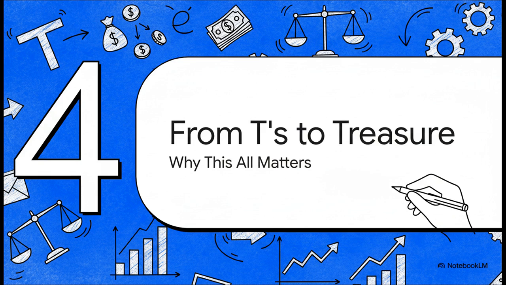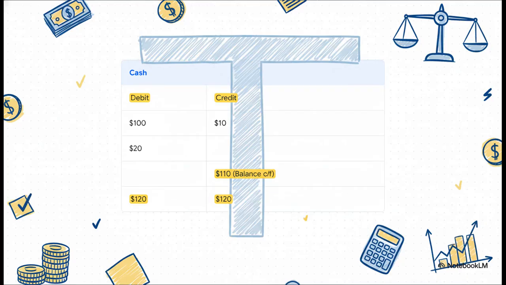So, we've recorded all our transactions. We've got a few T accounts with numbers all over the place. So what? Why did we do all of this? Well, this is the part where we turn those simple T's into actual financial treasure. Let's just focus on our cash T account for a second. To find out how much cash we actually have, we just need to balance it out. We add up the debit side, that's $120. The credit side is only $10. The difference, the balancing figure, is $110. We write that 110 on the smaller side, the credit side, just to make both columns equal. That is our final balance.